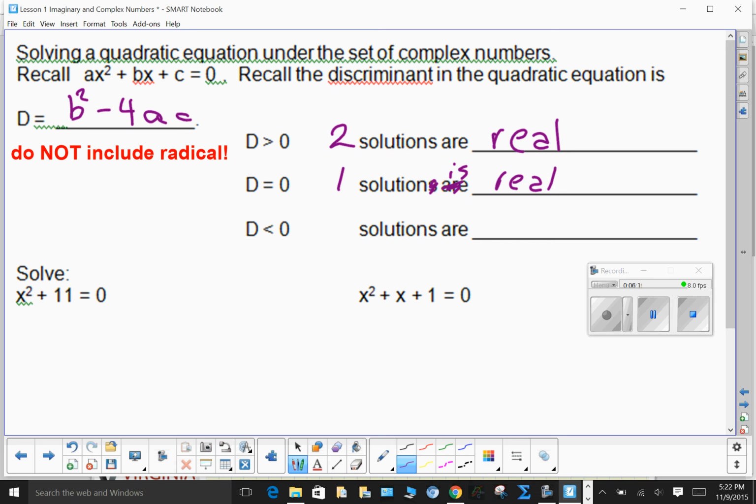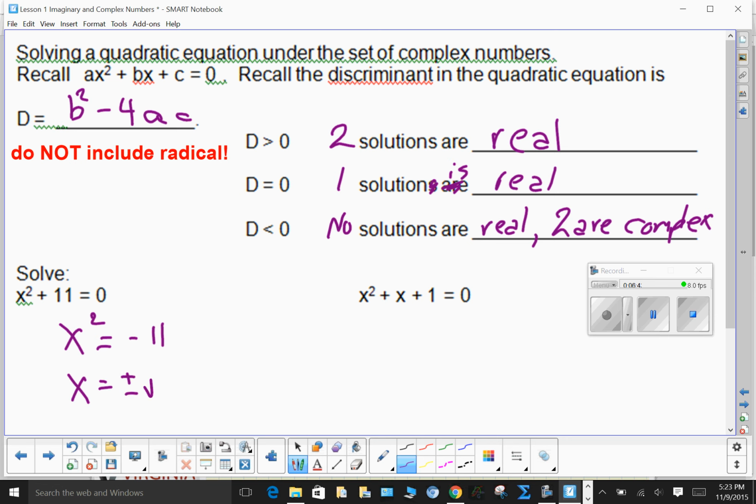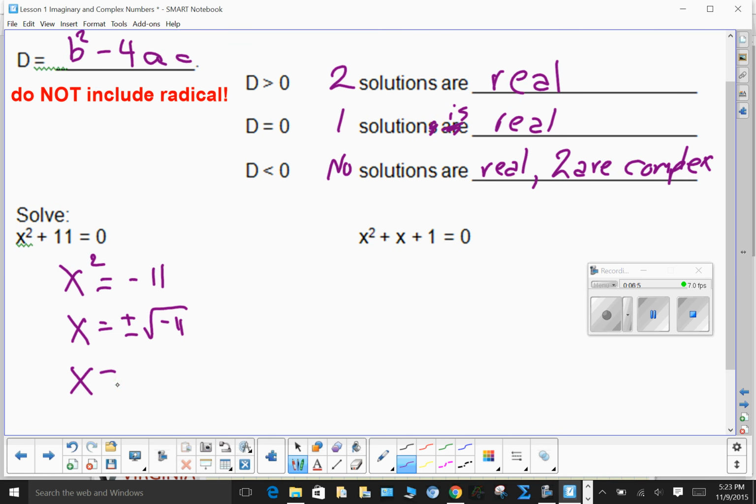When the discriminant is less than 0, no solutions are real. Two are complex. Complex always comes in pairs. If I take a look at this, if I want to solve it, I have x squared is equal to negative 11. x is equal to plus or minus the square root of negative 11. I don't leave a negative under the radical. I bring it out. So x is equal to plus or minus i root 11.